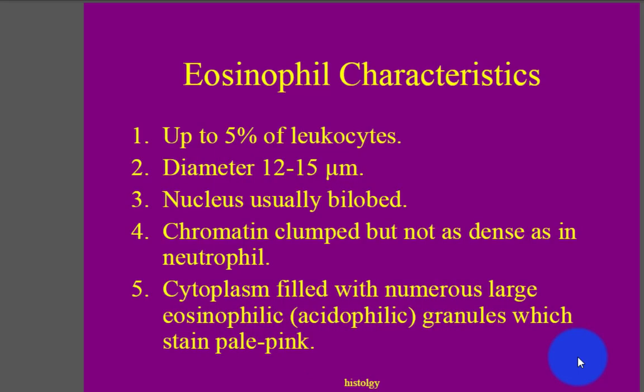Eosinophil characteristics: up to 5% of the leukocytes, diameter 10 to 15 micrometers. The nucleus is usually bilobed. Chromatin is clumped but not as dense as in the neutrophil. Cytoplasm is filled with numerous large acidophilic granules which stain pale pink.